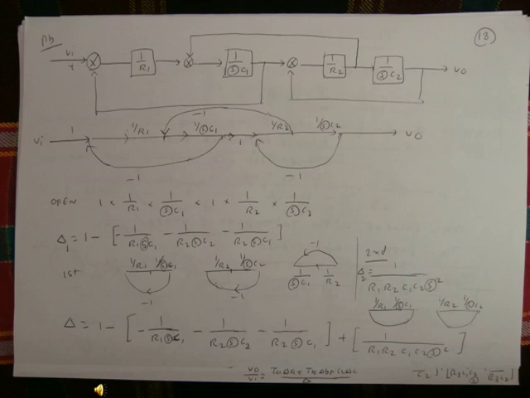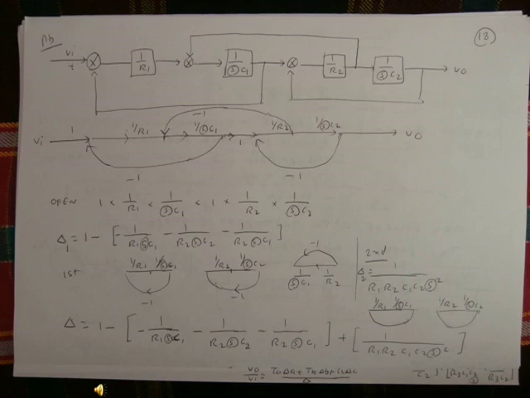So based on this block diagram, we can draw the flow graph. The flow graph is under this diagram. You can see the appropriate flow graph diagram. In this case, the path gain is equal to 1 multiplied by 1 by R1 multiplied by 1 by SC1 multiplied by 1 multiplied by 1 by R2 multiplied by 1 by SC2. So delta is equal to 1 minus the loop gains: minus 1 by R1 SC1, minus 1 by R2 SC2, minus 1 by R2 SC1.